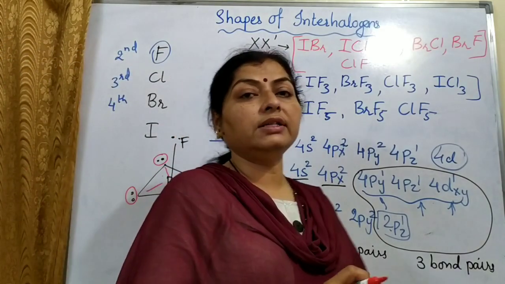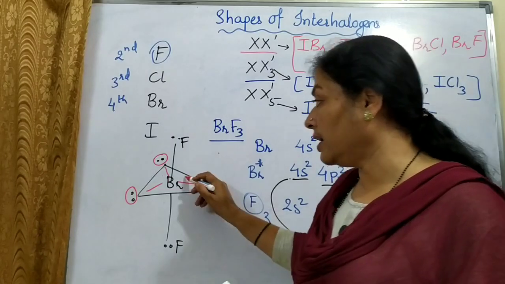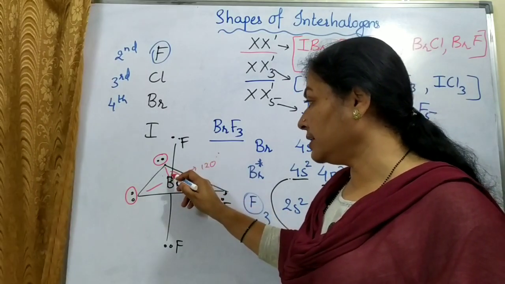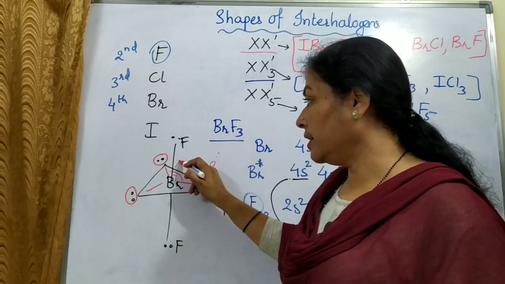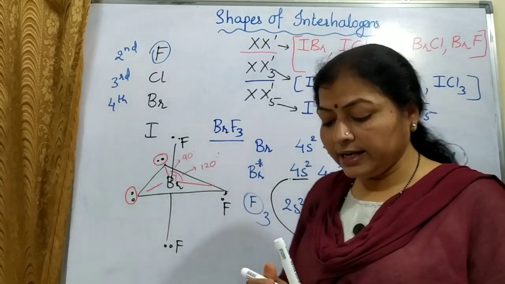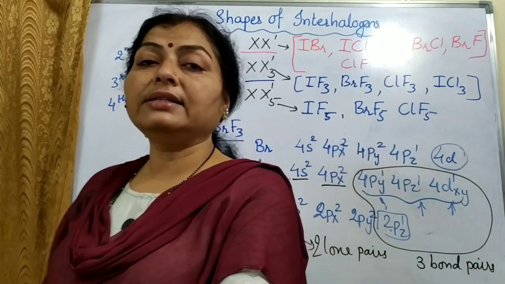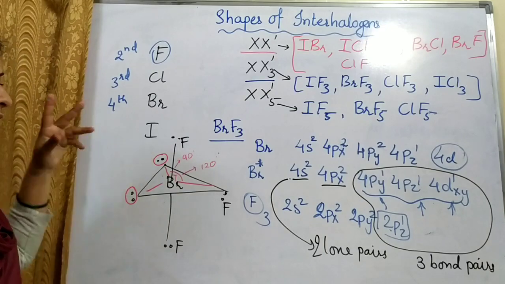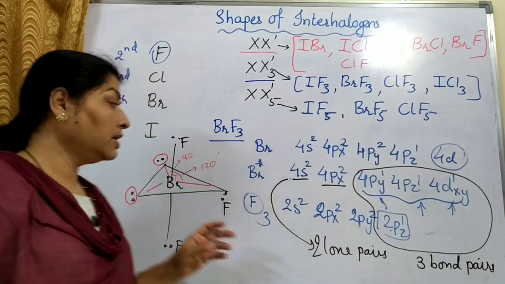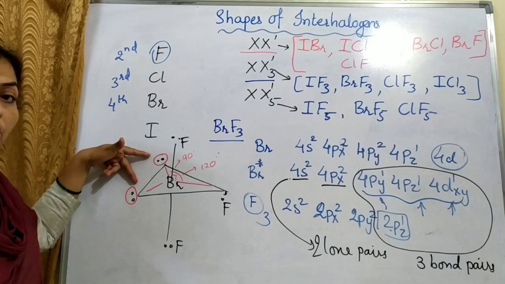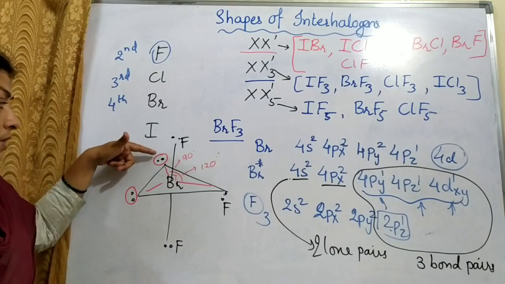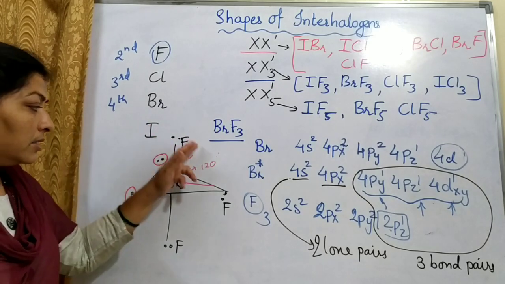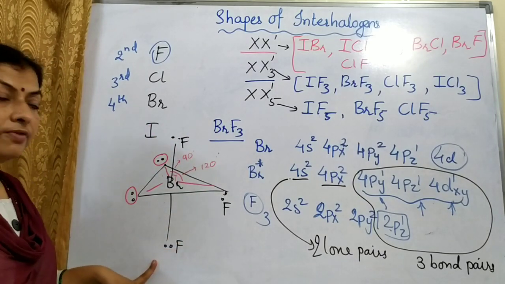Now equatorial bonds are separated from each other by an angle of 120 degrees, and axial bonds are separated by an angle of 90 degrees. So 120 degrees is a bigger angle, and as a result the electrons will be more separated here. Now as we know, according to VSEPR theory, there is a lot of repulsion between lone pair and lone pair. So the lone pairs will remain at equatorial positions, and the other positions will be taken by the bond pairs of electrons.